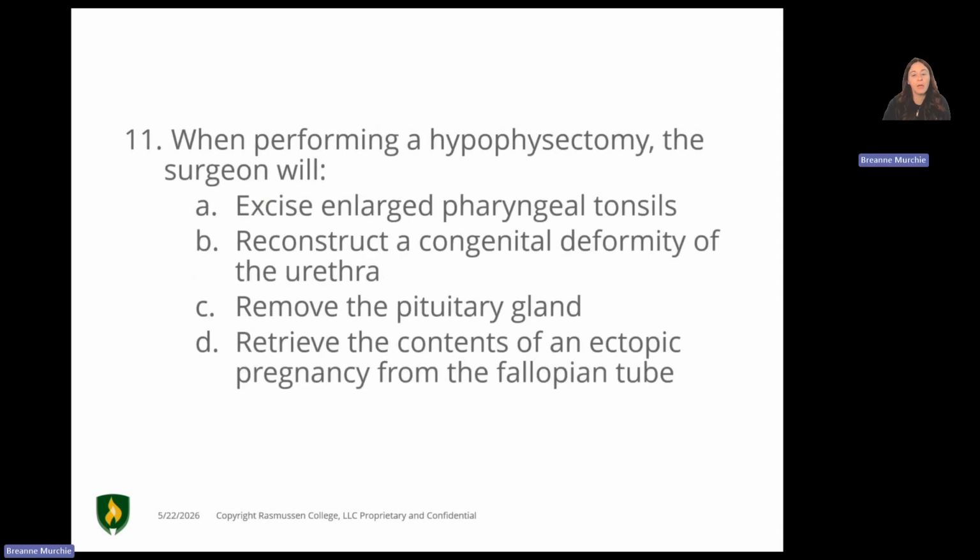When performing a hypophysectomy, the surgeon will remove the pituitary gland because the medical term for the pituitary gland is the hypophysis, and ectomy means removal.